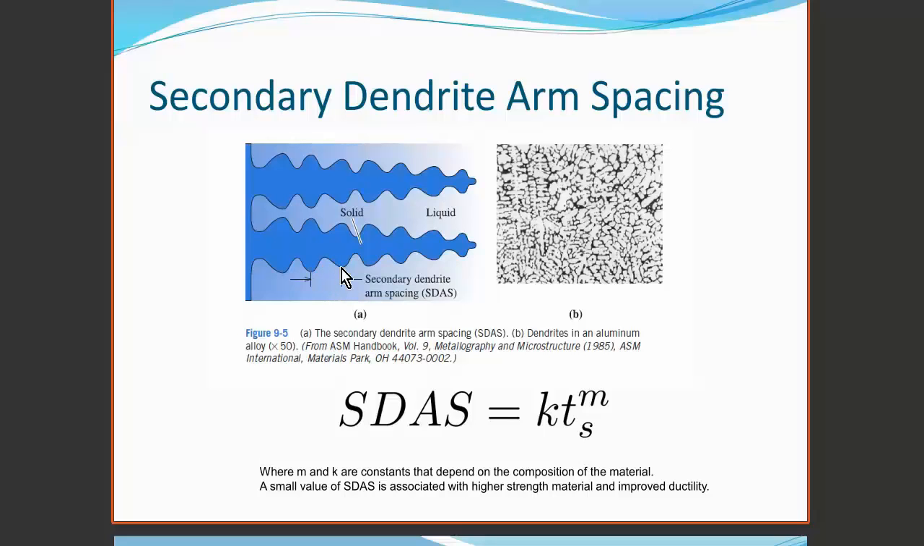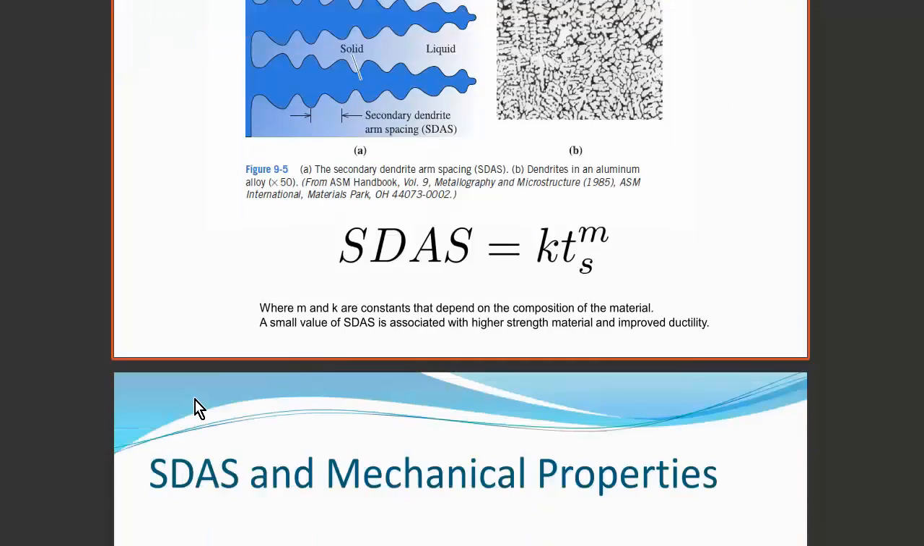The spacing of the secondary arms, shown here in this diagram, is called the secondary dendrite arm spacing, abbreviated to SDAS. It is a function of the material properties K and M, but also a function of the total solidification time raised to the power m. Ts represents the total solidification time from when the melt is poured to when it finally solidifies.